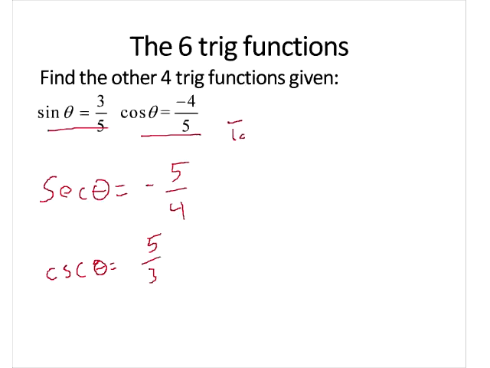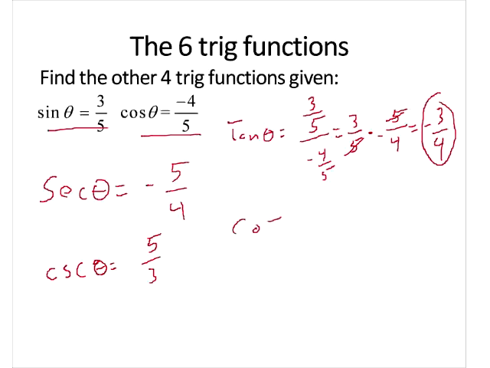Then we'll do the hard one. Let's go with tan theta. Tan theta should be the sine over the cosine. But you remember how to deal with fractions, right? You take the fraction on top times the reciprocal of the fraction on the bottom. 5's will cancel, and we'll wind up with negative 3 over 4. So if tangent is negative 3 over 4, cotan, we'll just flip that upside down and make it negative 4 over 3. So there we go. We found the other 4 functions given the first 2 using the reciprocal identities.